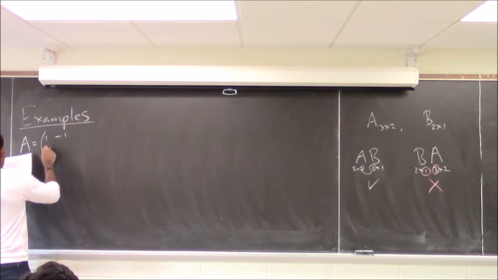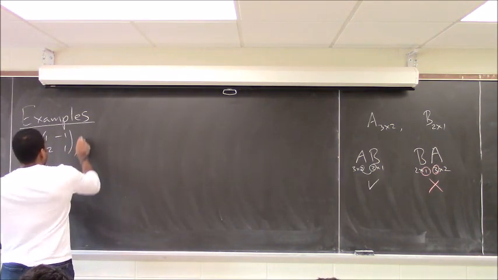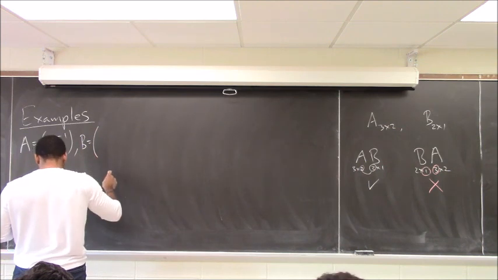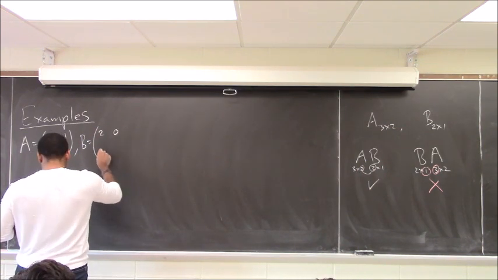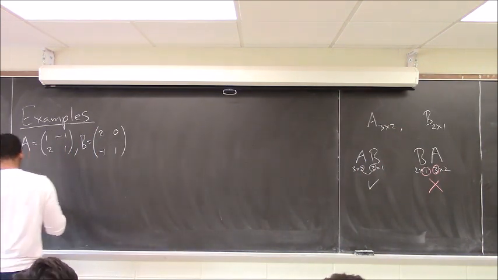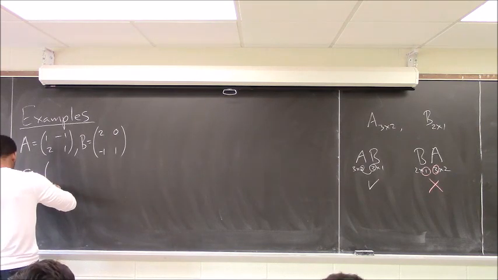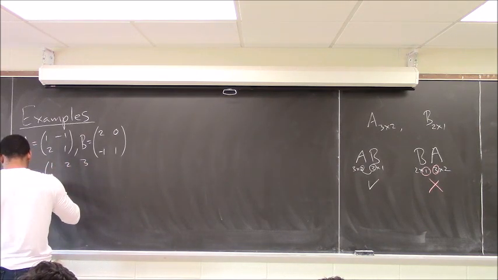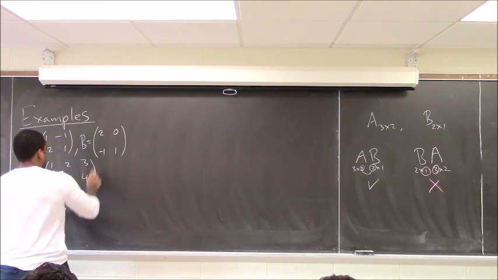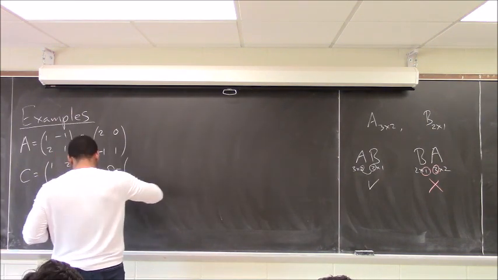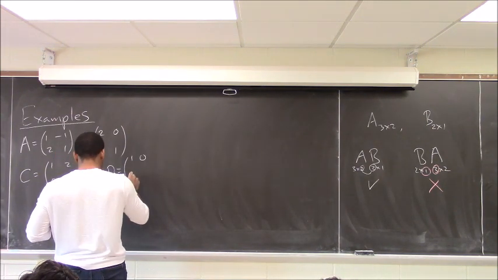A: 1, minus 1, 2, 1. B: 2, 0, minus 1, 1. C: 1, 2, 3, 0, 2, 4. D: 1, 0, 0, 2, 3, 1.